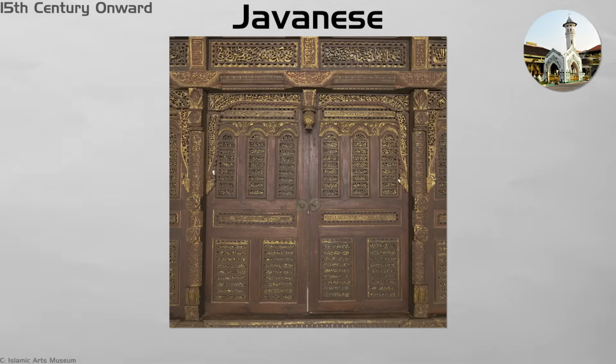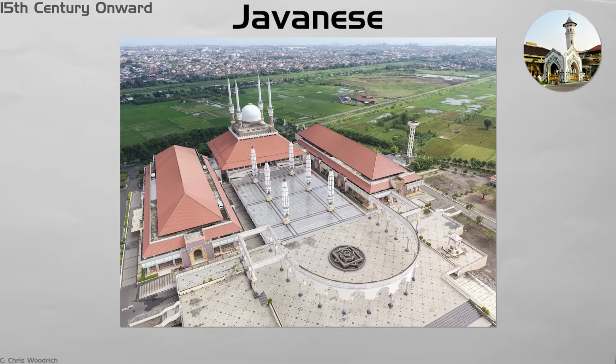Intricate carvings on doors or beams might represent both Islamic motifs and pre-Islamic heritage. These structures often emphasize open, breezy spaces to suit a tropical climate and highlight how Islam merged with indigenous architectural practices in Southeast Asia.